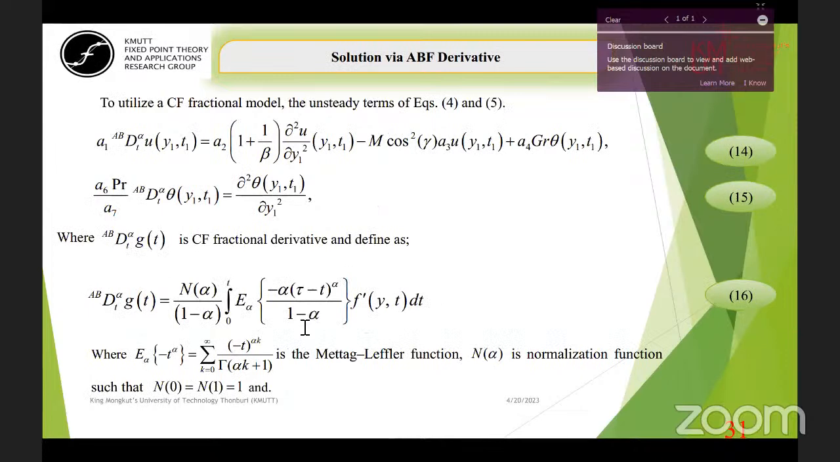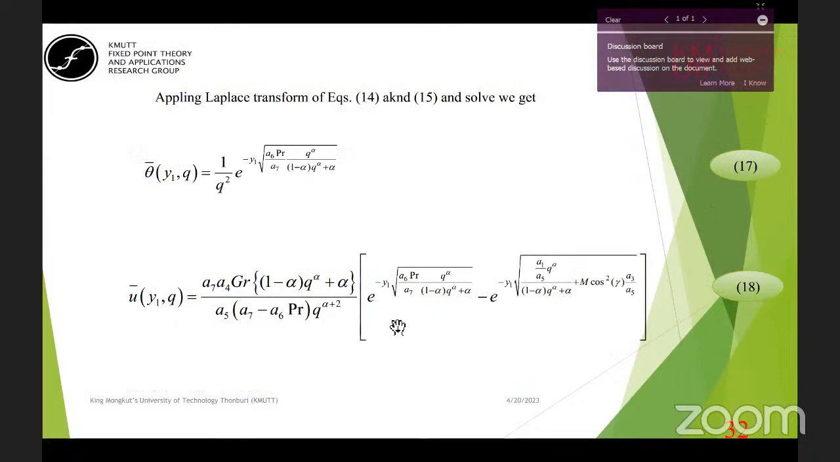Now I apply the Atangana-Baleanu fractional derivative to the system, and the system becomes generalized by applying the Atangana-Baleanu fractional derivative, which is defined in equation number 16. Applying the Laplace transform, after some calculation, we get equations 17 and 18. The same case applies here: we cannot find the exact inverse Laplace transform of these equations, so we apply the numerical inverse Laplace transform.